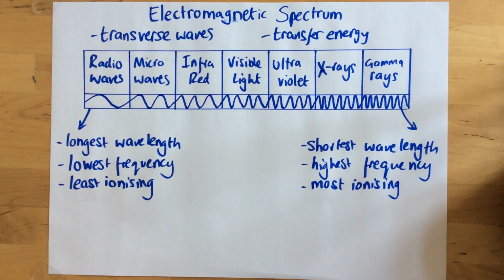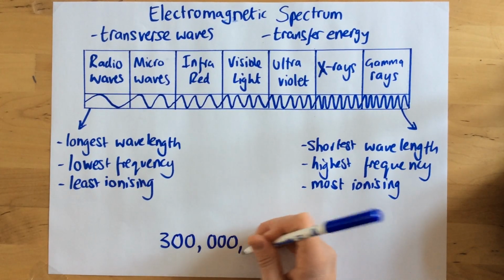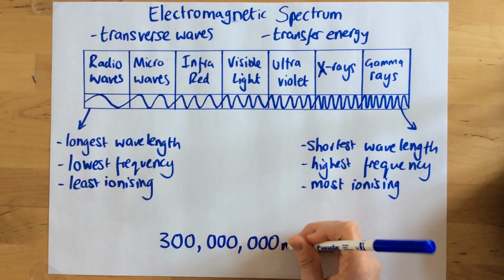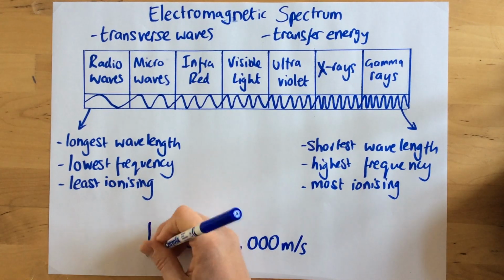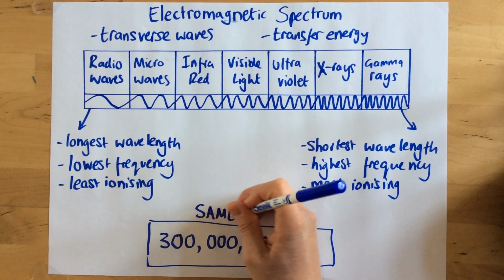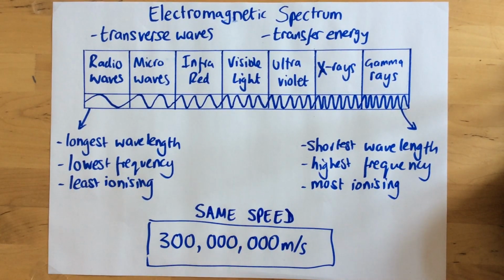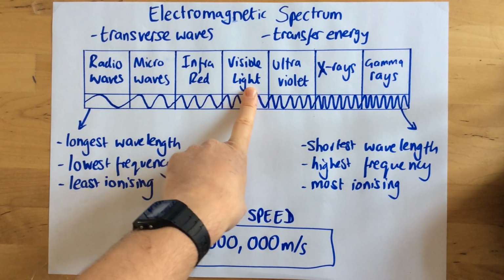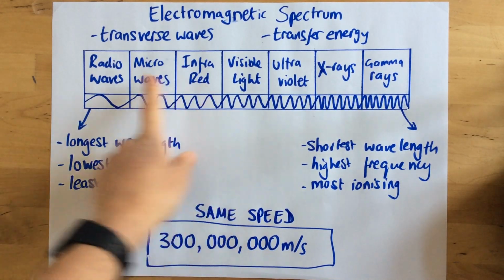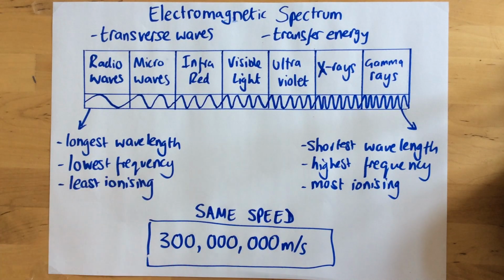Now, a similarity between all of them, however, is they all travel at the same speed. They all travel at 300 million meters per second. So despite having different wavelengths, different frequencies, they all travel at the same speed, the speed of light, 300 million meters per second. So visible light travels at this speed in a vacuum, radio waves travel at this speed in a vacuum, and so do gamma rays. So those are similarities.